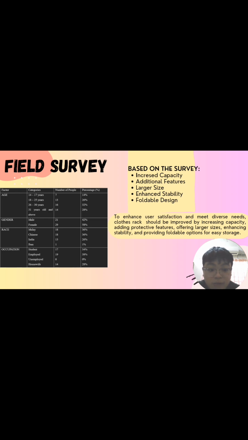After that is enhanced stability. A few respondents recommended a bigger base to make the hangers more stable and resistant to wind. Lastly is foldable design. Some respondents highlighted the need for foldable hangers for easy storage. In conclusion, to enhance user satisfaction and meet diverse needs, cloth racks should be improved by increasing size, enhancing stability, and providing foldable options for easy storage.